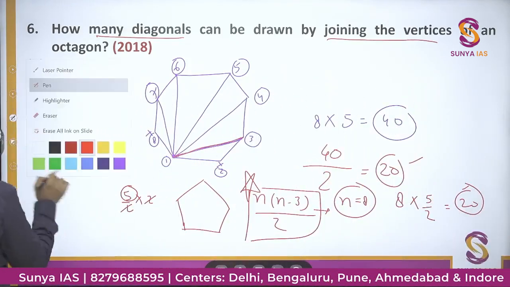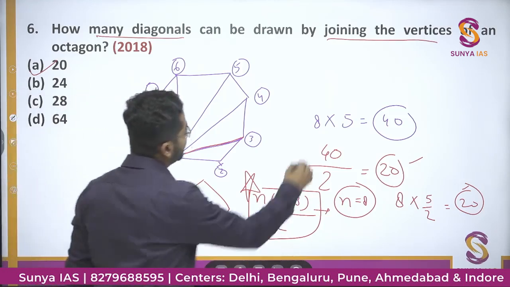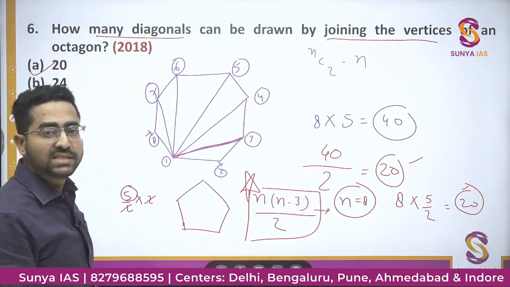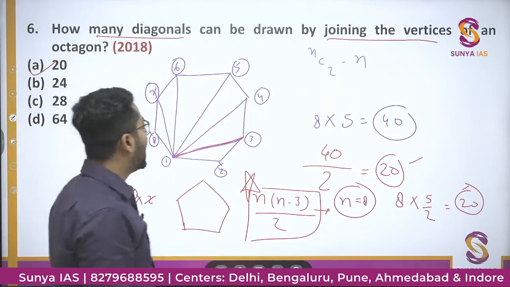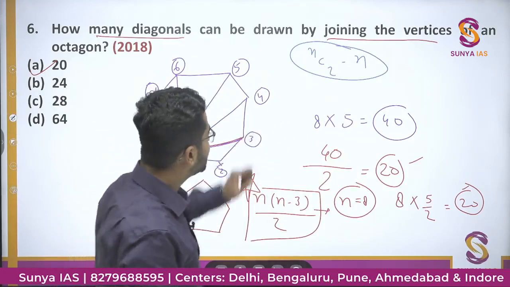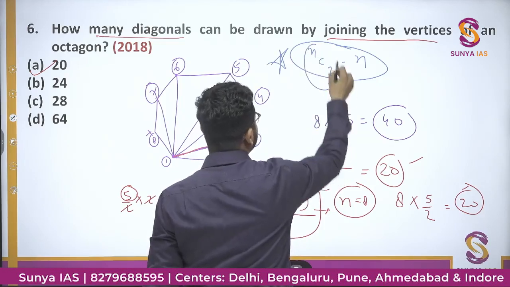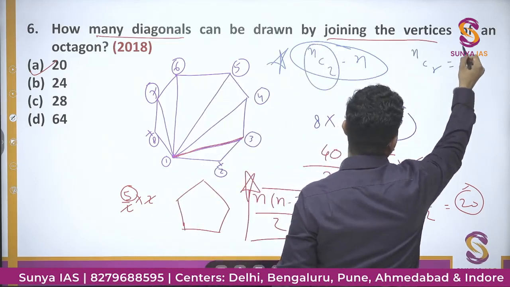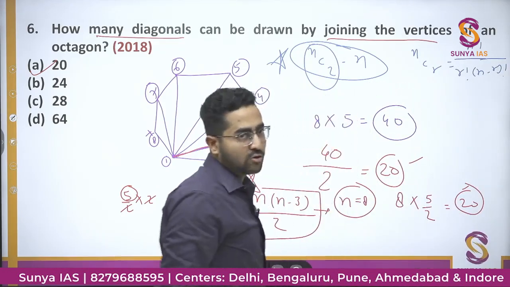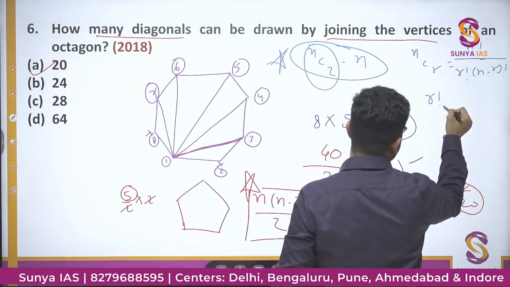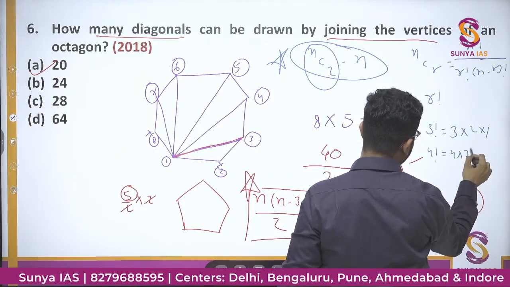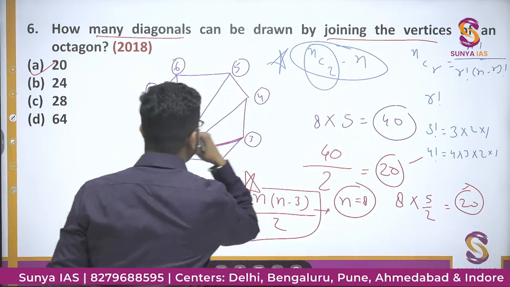There is another formula, which we generally write as nC2 minus n. How does this formula come? It has a derivation, which I don't think you'll be needing right now. But you can also remember this formula, where what is nC2? There is a formula for nCr, that is n factorial upon r factorial into (n minus r) factorial. Everybody knows factorial. Let's say 3 factorial means 3 into 2 into 1. 4 factorial means 4 into 3 into 2 into 1. Something like that.